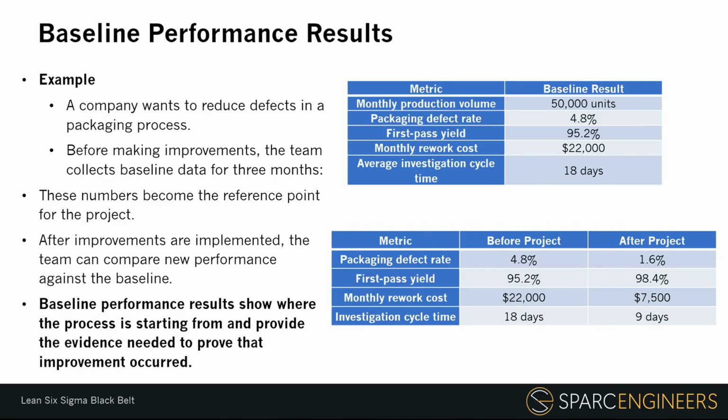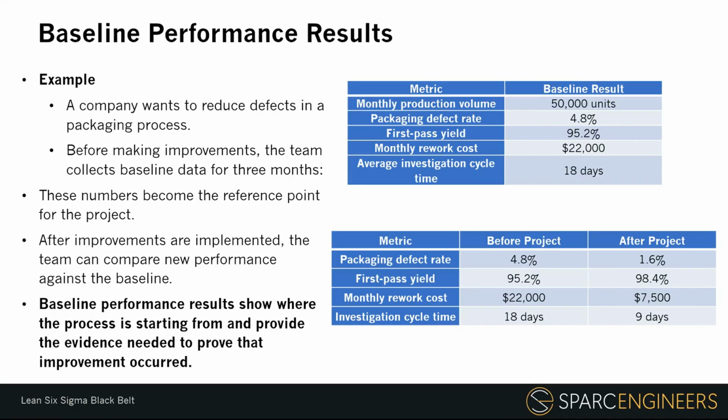After the project, the team compares the new results against the baseline. The packaging defect rate drops from 4.8% to 1.6%. First pass yield improves from 95.2% to 98.4%. Monthly rework cost drops from $22,000 to $7,500. Investigation cycle time improves from 18 days to 9 days.